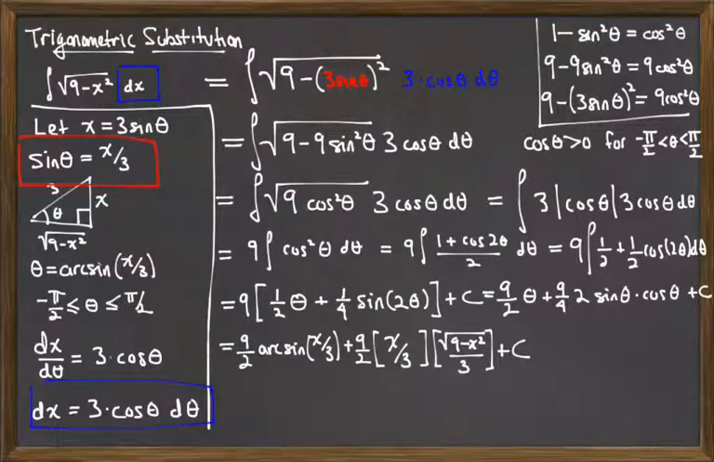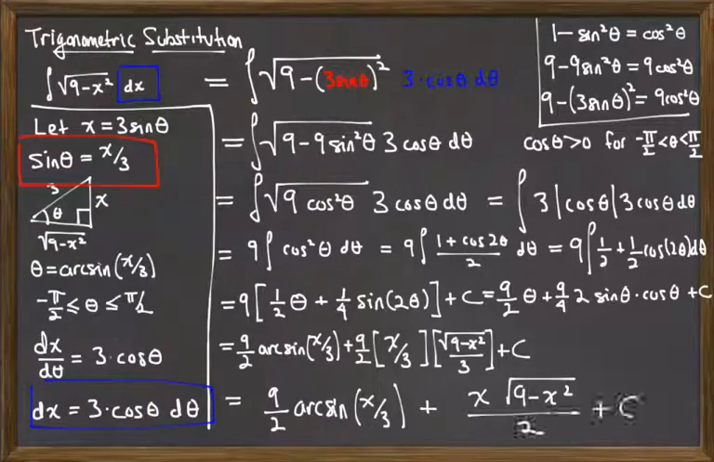We've completed the integral. We'll just clean up a little bit. Notice here that there are 2 factors of 3 that are appearing. That will cancel the 9 that appears here. And so simplifying, I'll have 9/2 arc sine of x over 3 plus this expression x times the square root of 9 minus x squared over 2 plus c.